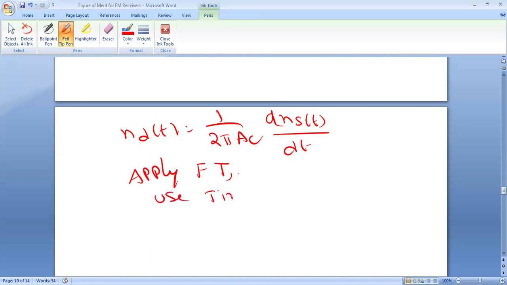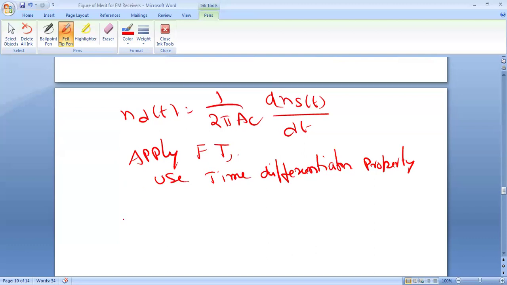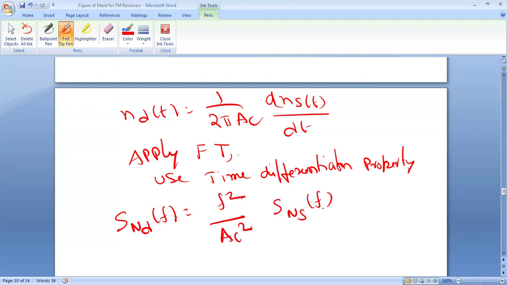Use the time differentiation property, which says differentiation in the time domain equals multiplication by j2πf in the frequency domain. That is equal to, finally, S_ND(f) equals f squared by A_C squared into S_NS(f).